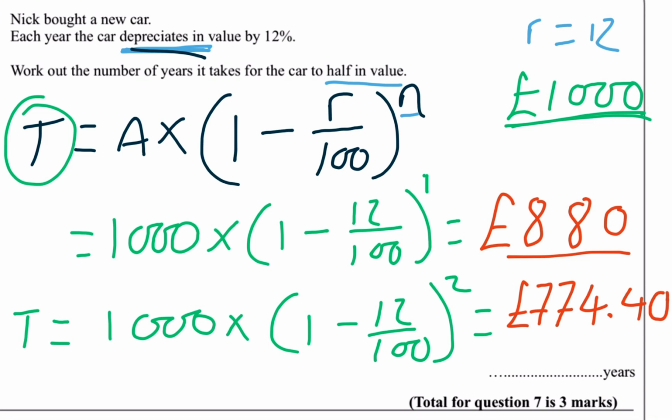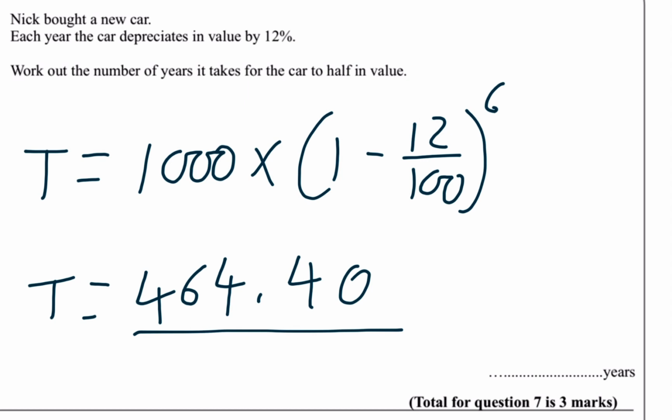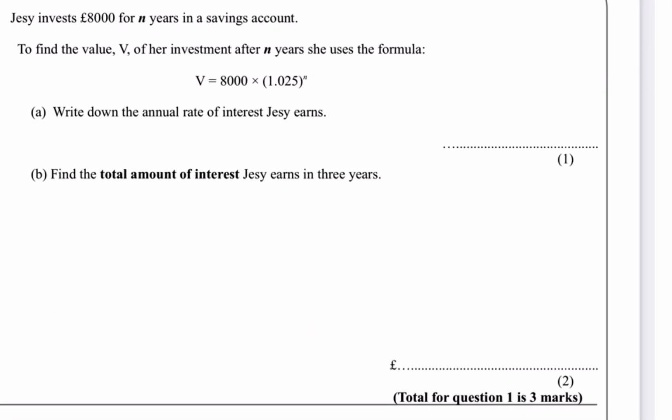I'm going to put the answer up, and let's see if you've got the answer that's the same as mine. Off you go. So after 6 years, I've managed to now just drop below the halfway value to get to £464.40. If you did have 5 years, then it would have been above 500. So you actually haven't hit the halfway mark. So it needs to be 6 years.